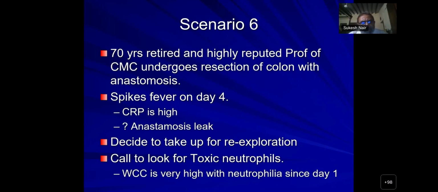So with anastomotic leak, when they take them for repair, the morbidity is slightly on the higher side. And if you miss an anastomotic leak, the mortality is very high. So they decide to take him up for re-exploration again. Because it was a surgical ICU, the surgical ICU consultant said, call him to look for toxic neutrophils, because when there is an anastomotic leak, it's bacterial and it will cause toxic neutrophils. And this professor's white cell count has been very high from day 1.